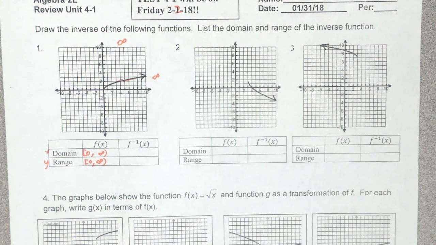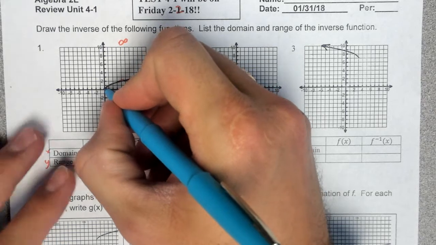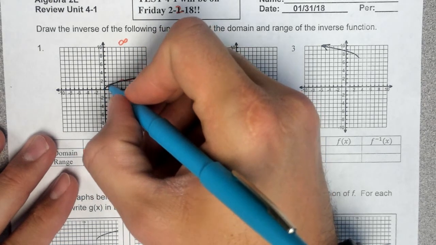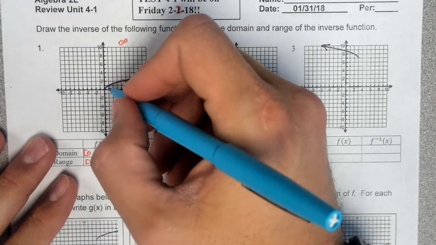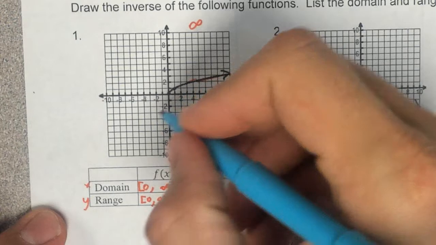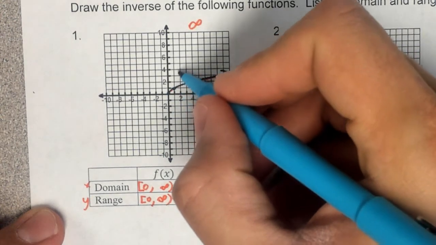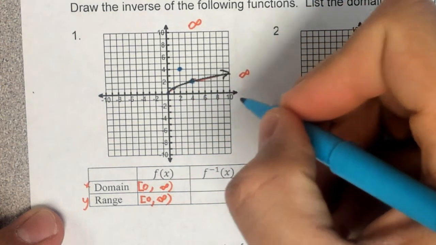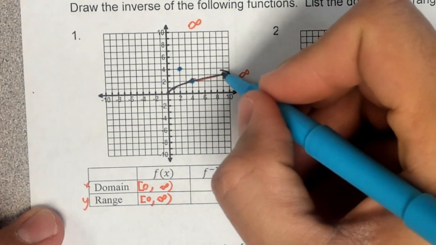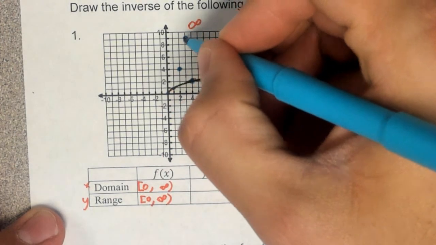To do the inverse, we're going to pick points, and we're going to switch the x and the y. So let's start with 0, 0. Switch, we stay at 0, 0. Well, that's good. Next point here is 1, 1. Switched, it's still 1, 1. After that, we have a good point right here, 4, 2. The opposite is 2, 4. Then over here we have 9, 3. So let's go to 3, 9.